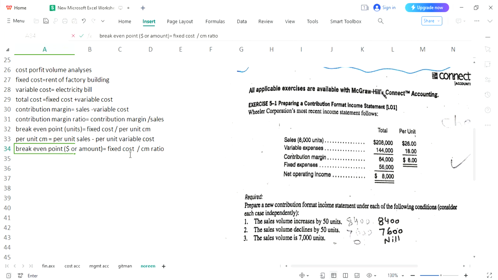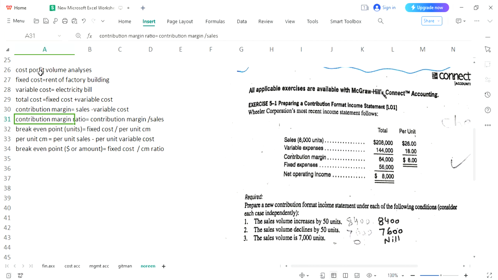You will choose fixed cost. Fixed cost would be given in your question. Here you can see that it would be clearly mentioned in the example how much is fixed cost. You will choose that fixed cost and divide it by CM ratio. And contribution margin ratio we have calculated in this way: when you divide your contribution margin by sales, you will get the ratio, and the same ratio you will be using over here, with which you will be able to calculate your break even point.